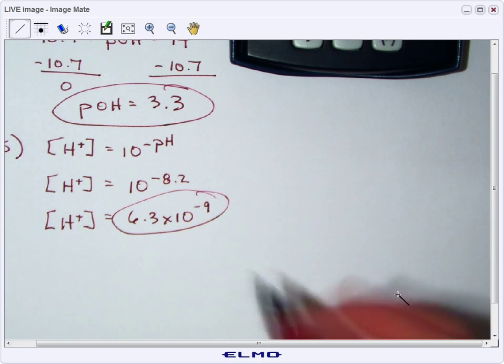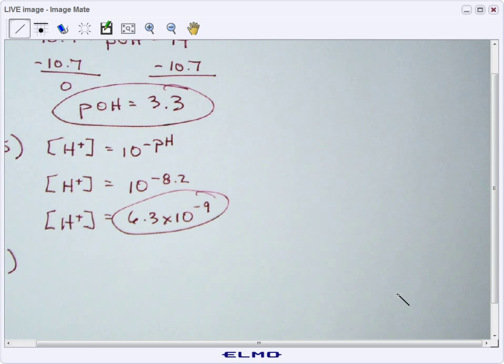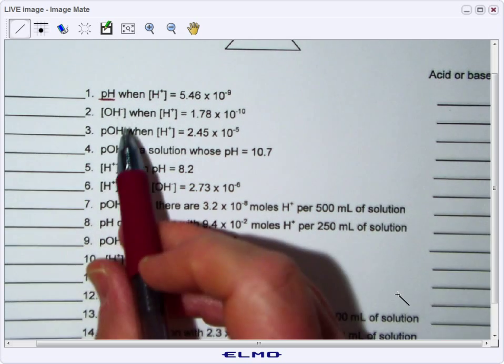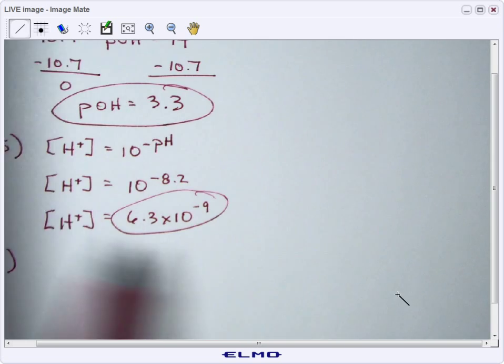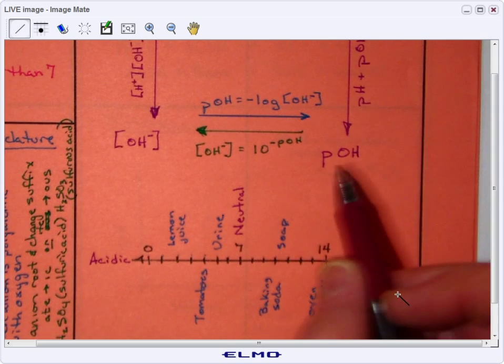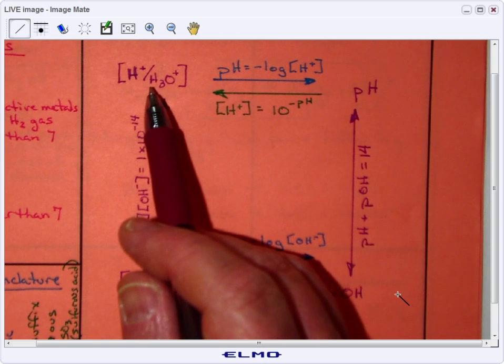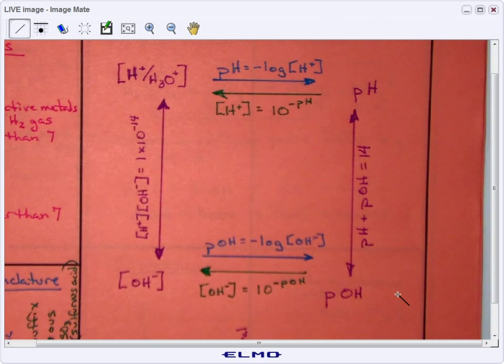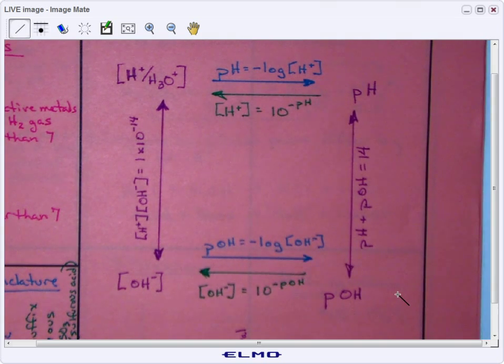Okay, and the last one, number 3, and we're going to include that because it's a two-step problem. On number 3, they want to find the pOH when we're given the H plus. So we're trying to find the pOH down here, but we're given this corner. So you can go this direction or you can go this direction. They both will give you the same answer. You're never going to do more than 2 steps, a 2-step problem.